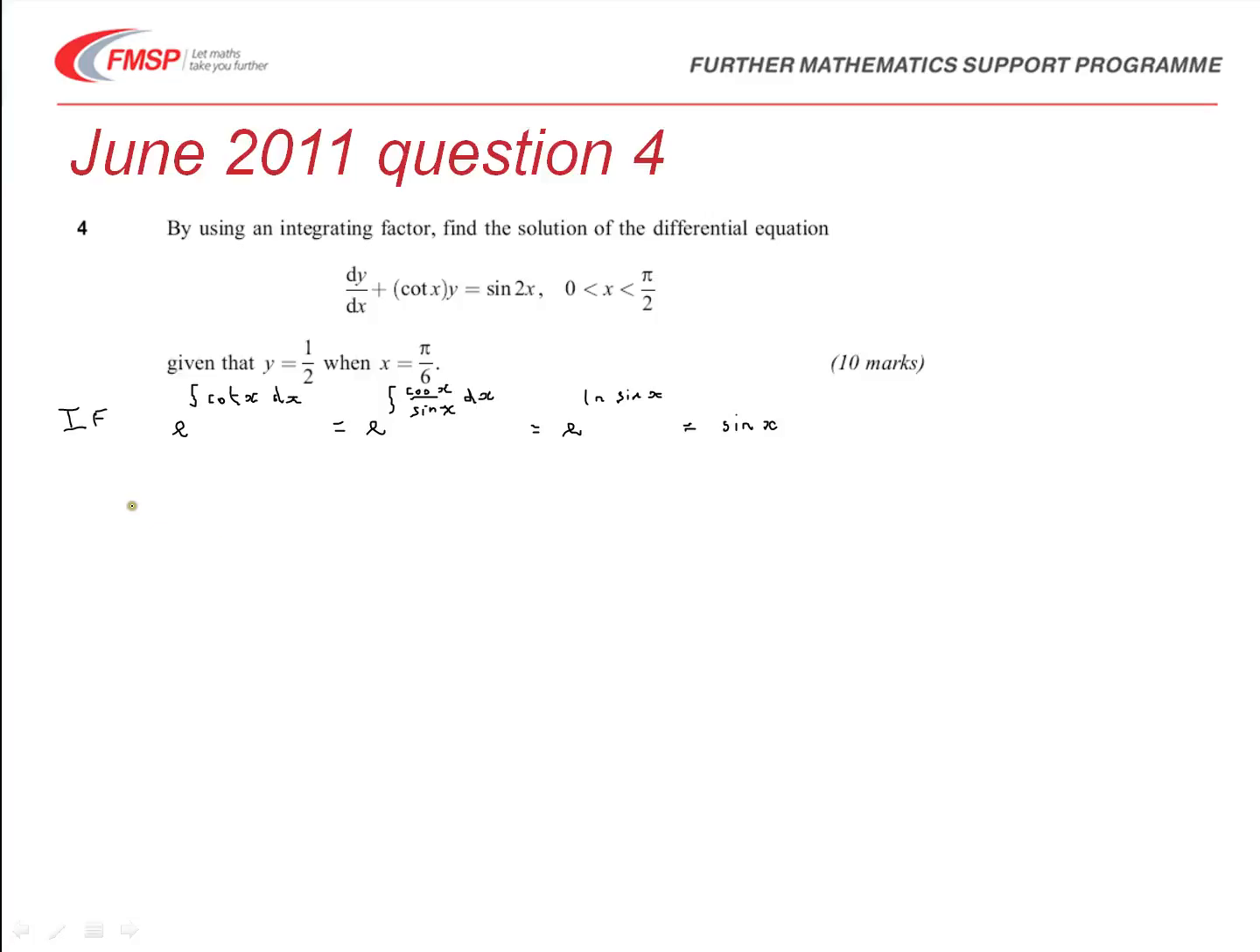So if we do that now on the equation we're given, we will get sine x dy by dx plus, now cot x we know is cos over sine, so when we multiply by sine x this will just become cos x times y, and that will equal sine 2x multiplied by the sine x.